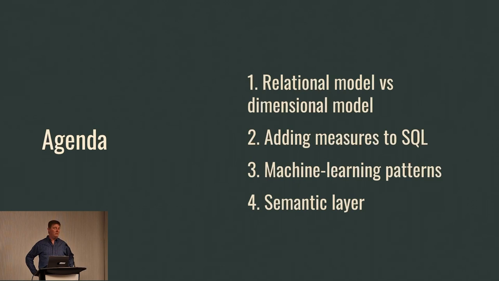So my agenda is, first of all, looking at the relational model and the dimensional model, which I claim is the data model that's supported by BI tools, and look at what's different about them, what's good about both of them, and how we can bring them closer together. Then I talk about how we can add measures to SQL, which I claim is the key aspect of the dimensional model that we can bring into the SQL language. Then I illustrate it with some machine learning patterns, giving some examples of classical machine learning cases like clustering and forecasting that can also be expressed if we extend SQL in this way. And then lastly, I dream a little bit about what the semantic layer could look like in the future.